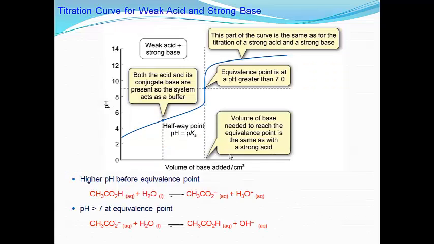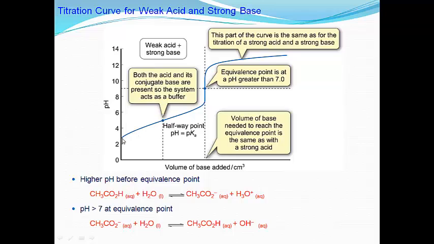Now, what happens in the case of a weak acid, strong base? We can use an example of a weak acid. We can use ethanoic acid, and for a strong base we could still use sodium hydroxide. If you notice, the shape of the curve is more or less the same, but there are some slight differences, or rather some distinct differences, I should say.